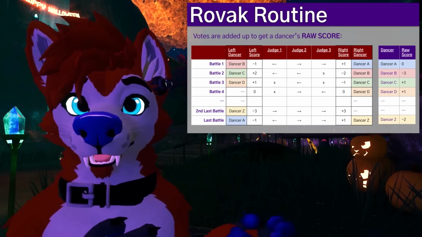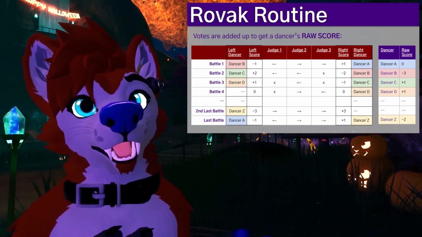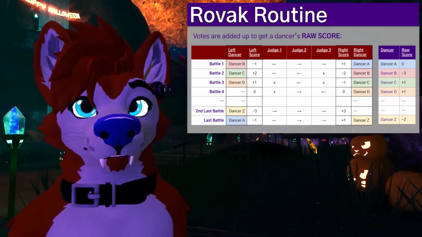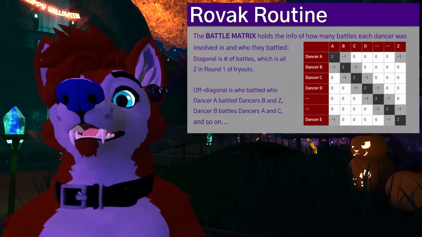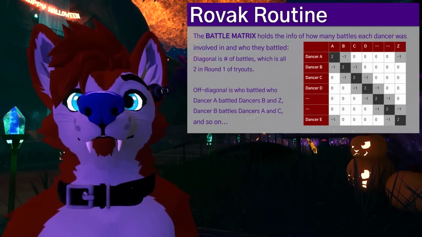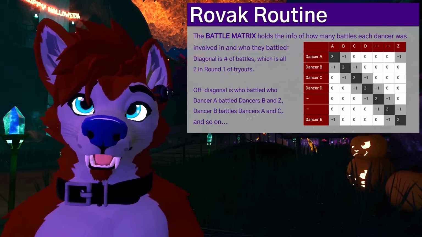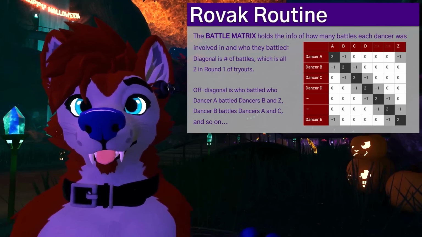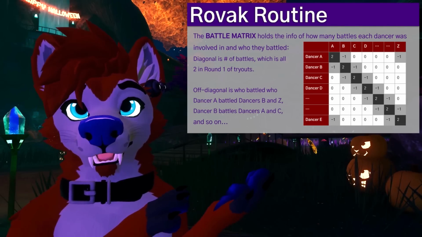Results are calculated using a spreadsheet that automatically handles all the linear algebra. All the dancers' votes are added up to make a raw scores column. A tri-diagonal matrix with periodic boundary conditions is constructed where the diagonal entries are all 2 to represent everyone getting 2 battles. The off-diagonal entries are all -1 to represent everyone has battled each other in a chain of battles, and the rest of the matrix is all zeros.